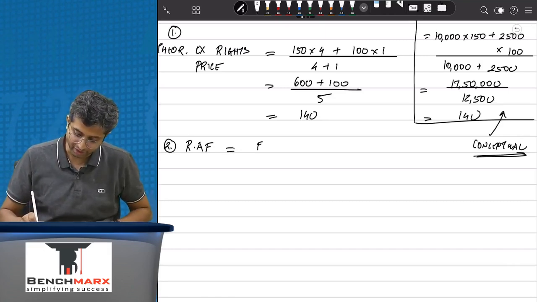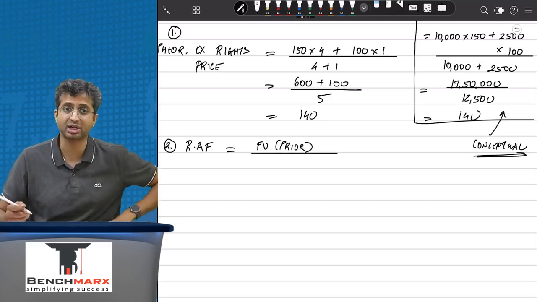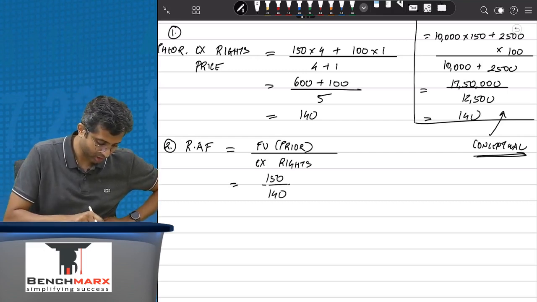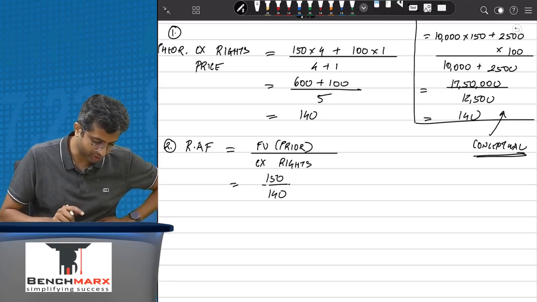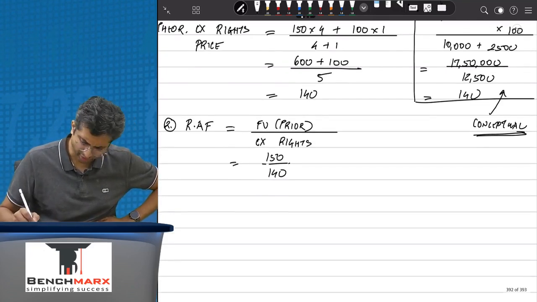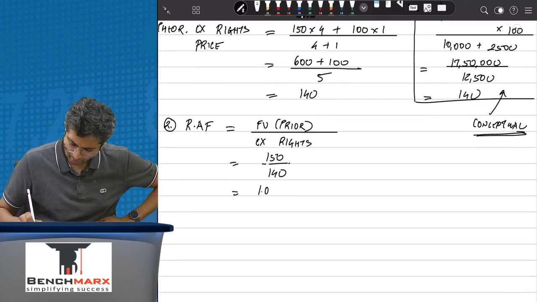Your rights adjustment factor is the fair value prior to the exercise of rights in the numerator, which is the cum rights price, upon the theoretical X rights price in the denominator. So over here, this is equal to 150 upon 140, which comes to 1.0714.